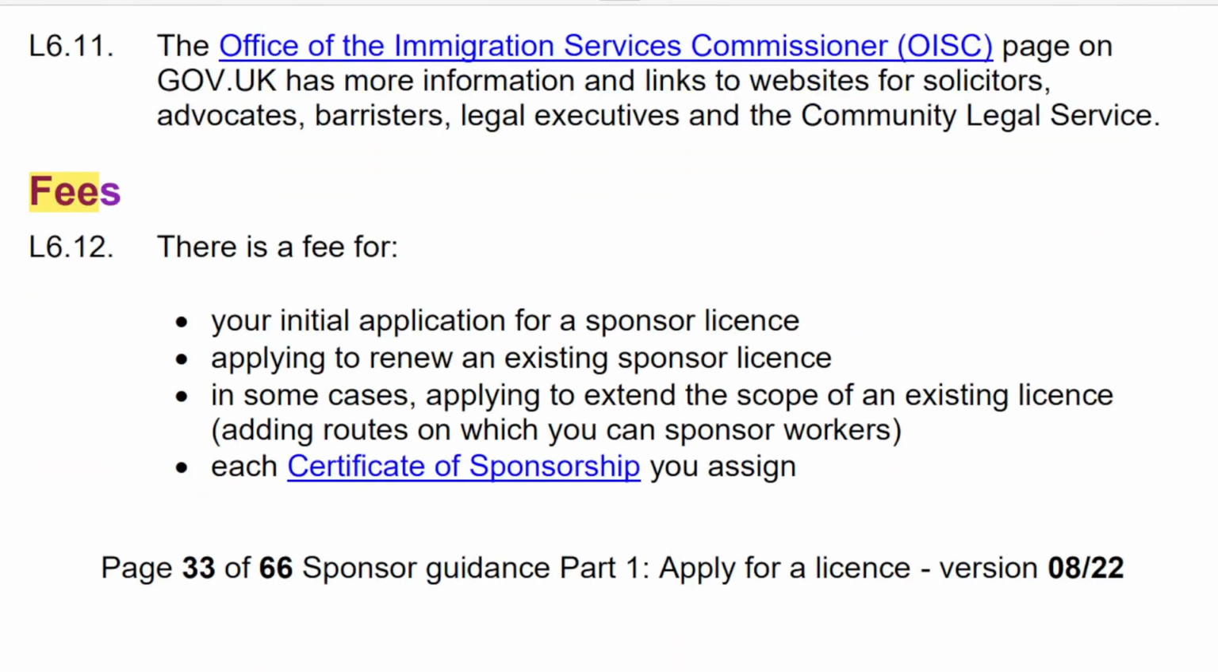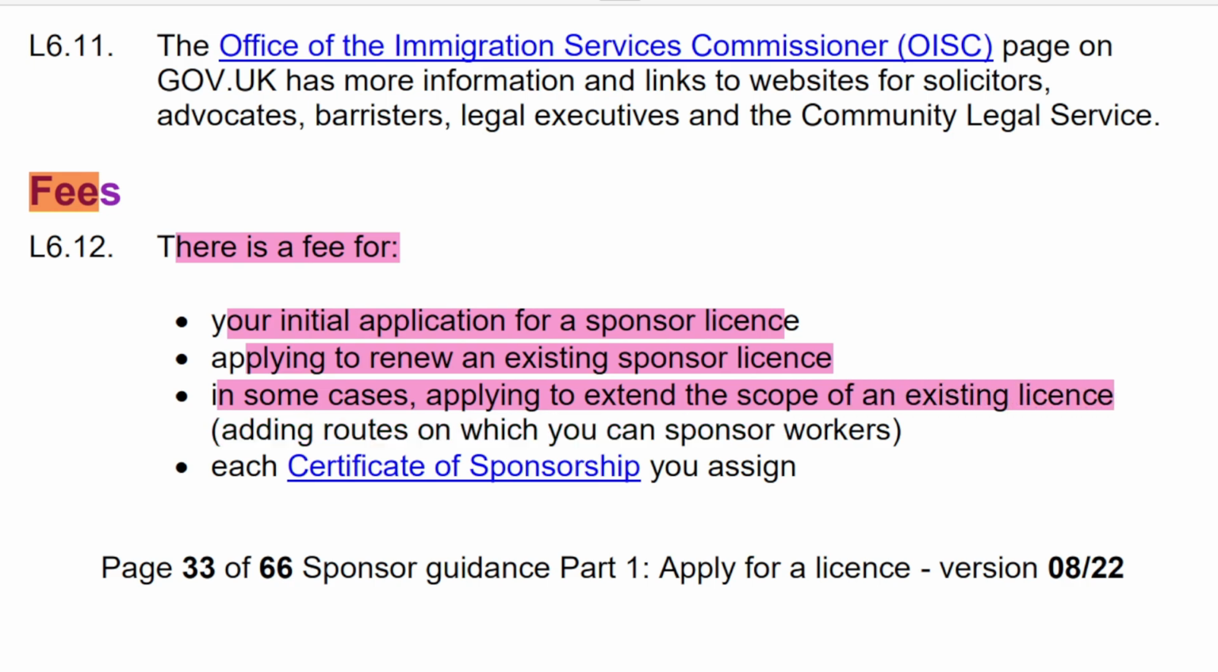Now let's discuss the fees. There are fees for an initial application for a sponsor license, applying to renew an existing sponsor license, and in some cases, applying to extend the scope of your existing license.